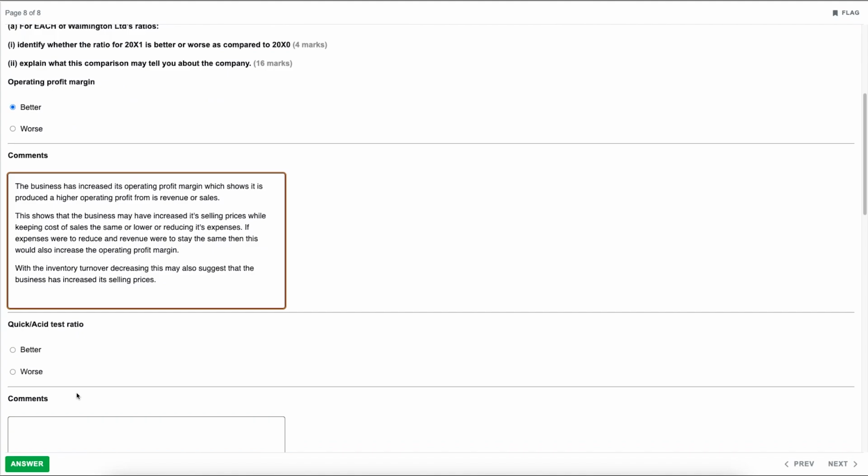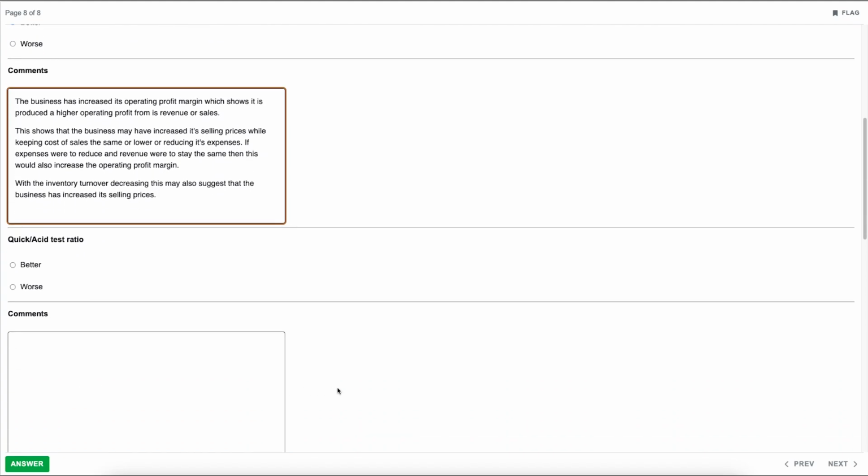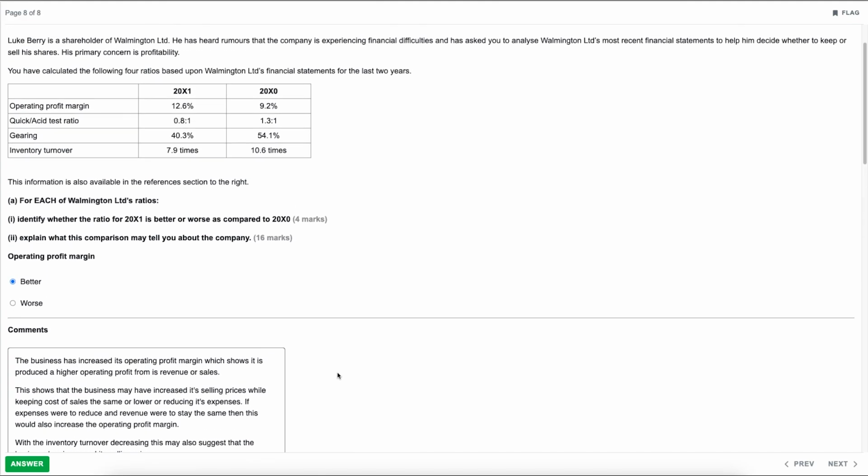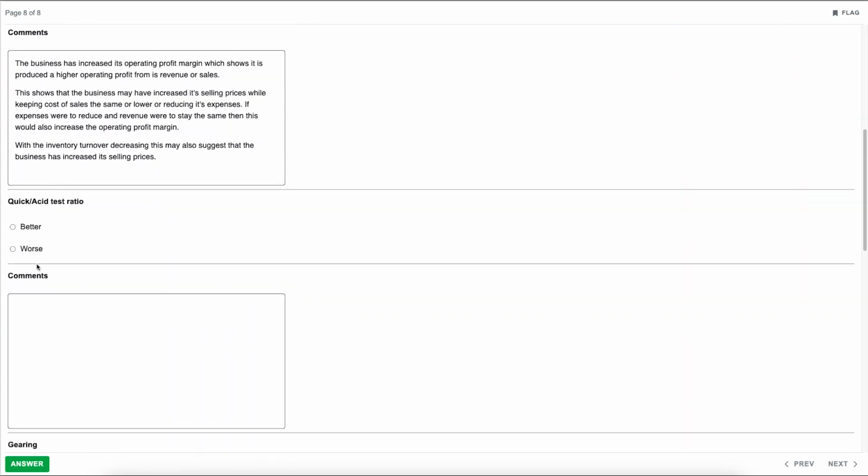So we can now move down. And our next one is our quick ratio or acid test ratio. So first we need to determine whether it's better or worse. So it's gone from 1.3/1 to 0.8/1. And therefore, it's got worse. Okay, the higher this is, the better it is. We're actually showing that we can now not cover our current liabilities because it's dropped below 1 if we take out our inventory figure from the ratio. So it's got worse. Okay, so again, we want to keep with the same approach as we did with operating profit margin and first explain the ratio.